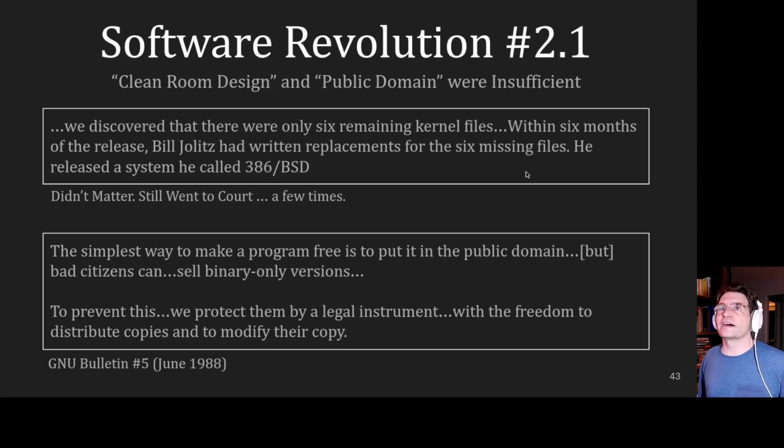And then you had a GNU Bulletin, which decided to define this new idea called copyleft, which is to have a legal instrument. We also call this GPL to this day, with the freedom to distribute copies and modify the copies. So what is GPL? License model, Software Revolution. So what is GPL?